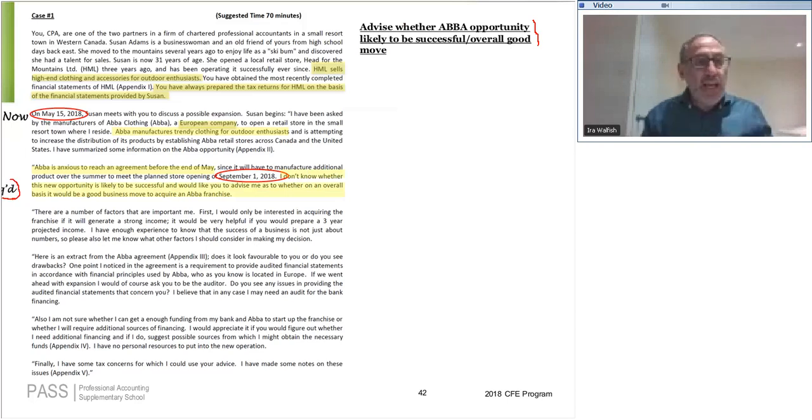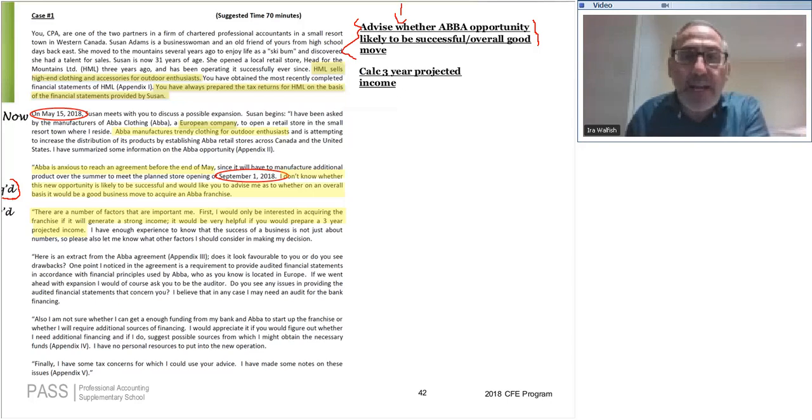Okay, let's continue. It then goes on to say, there are a number of factors that are important to me. First, I would only be interested in acquiring the franchise if it'll generate strong income. Be very helpful if you would prepare a 3-year projected income. So here I have an overall very open-ended required. Now I'm getting given very, very specific to-dos, specific required I'm going to need to do in order to decide whether the Abba opportunity is successful. So the first required or specific required is calculate the 3-year projected income. I would throw that on my outline.